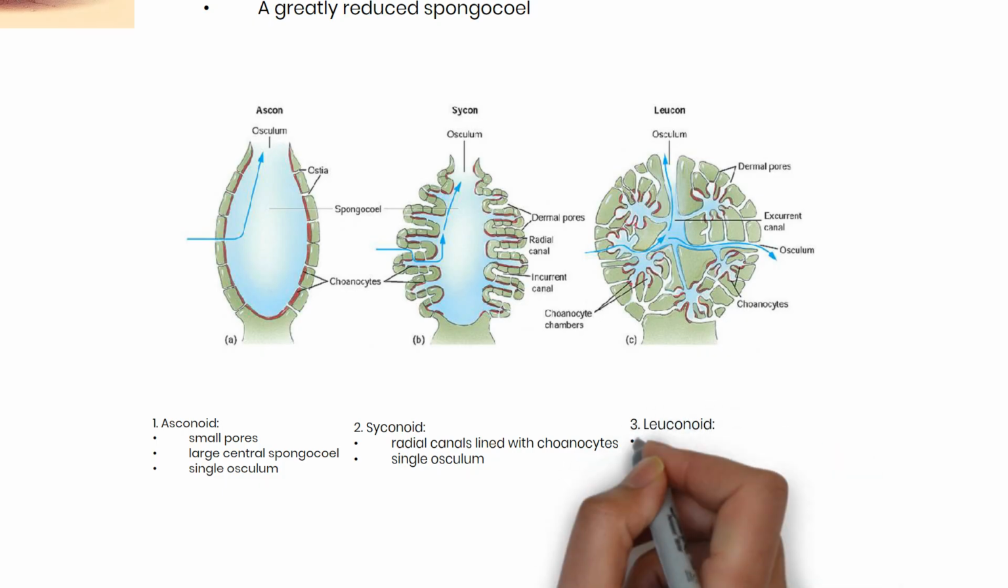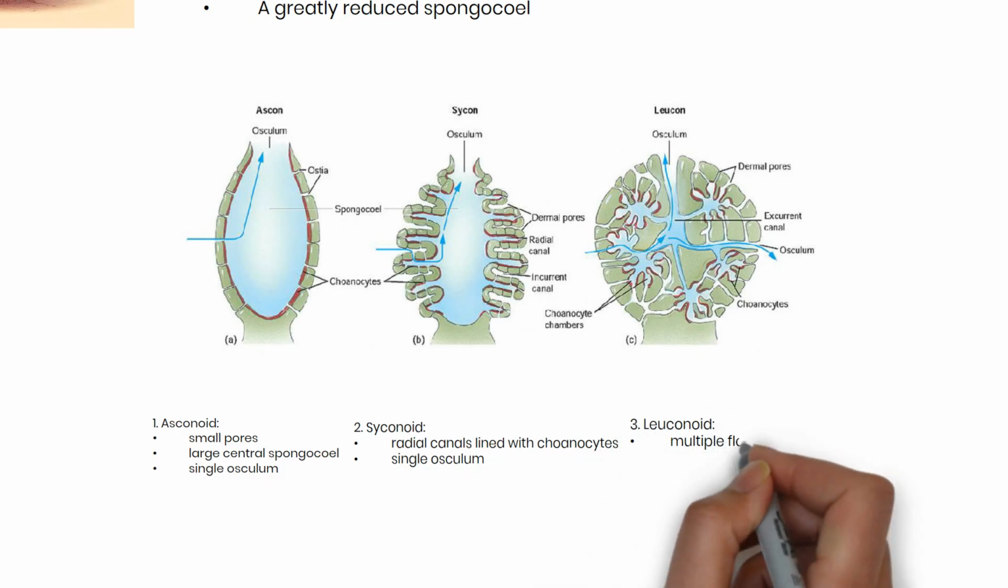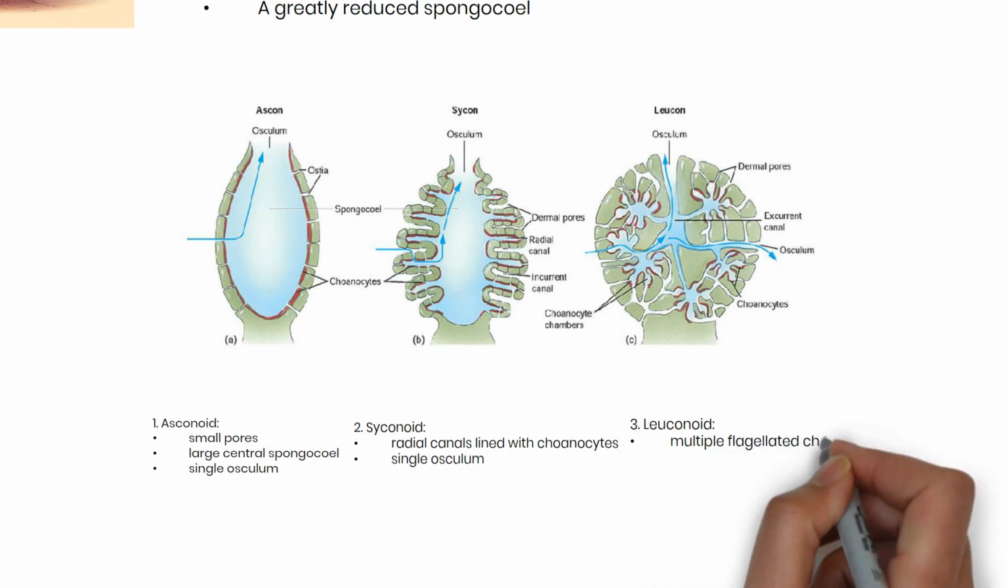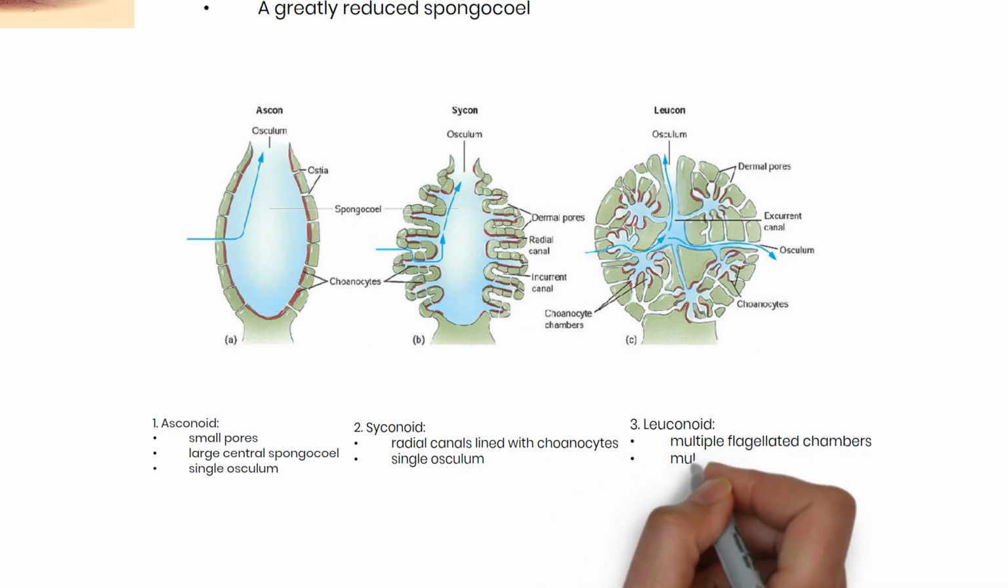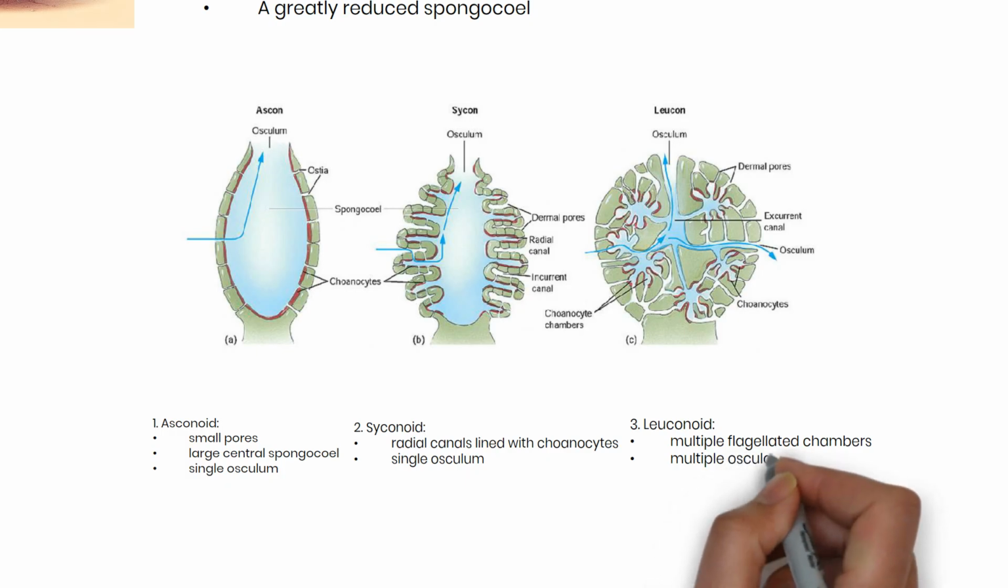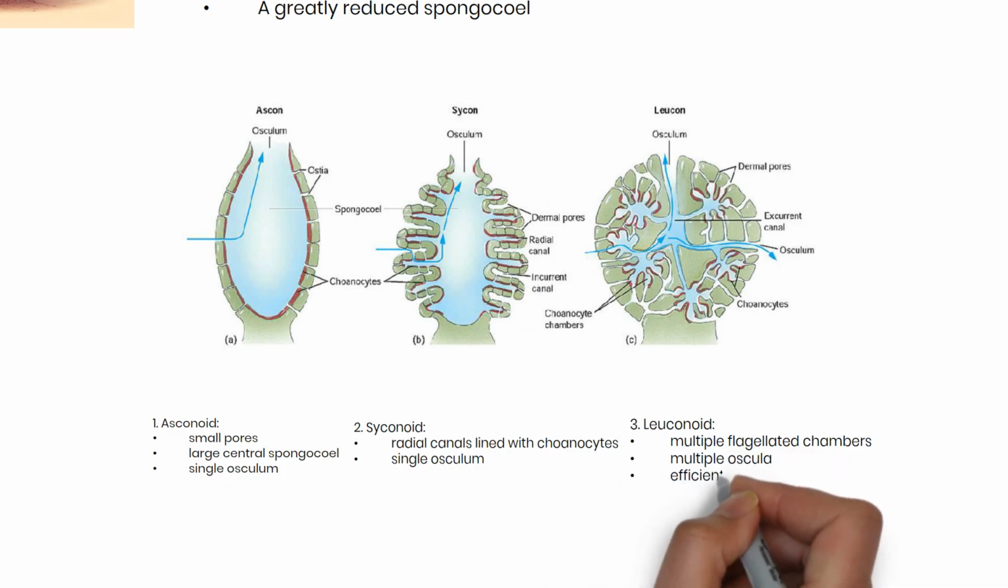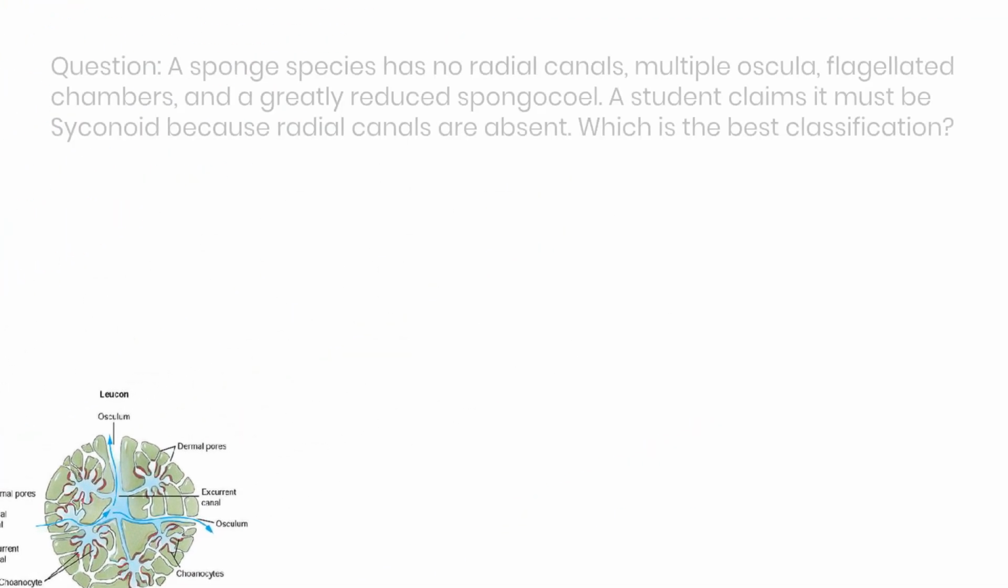3. Leuconoid, the most complex. The body wall is extensively folded to create multiple flagellated chambers. The spongocoel is greatly reduced, and there are multiple oscula. Water moves through many tiny chambers, making filtration very efficient.